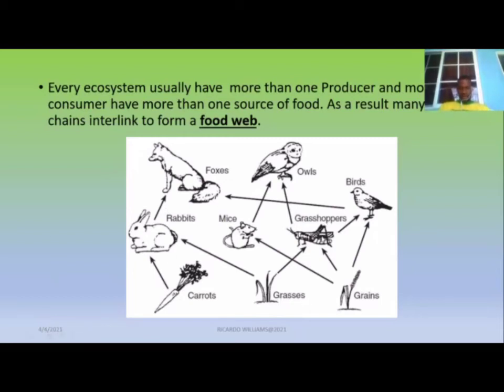You see the grass is here being eaten by a grasshopper, good, and then the grasshopper is being eaten by a bird, and then the bird is being eaten by a fox, good. So in this food chain the bird is a secondary consumer.